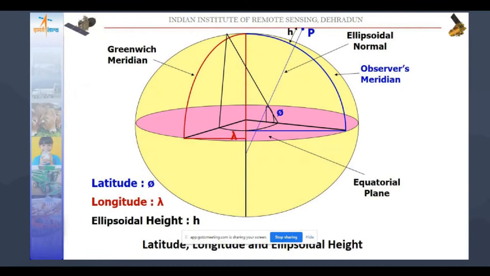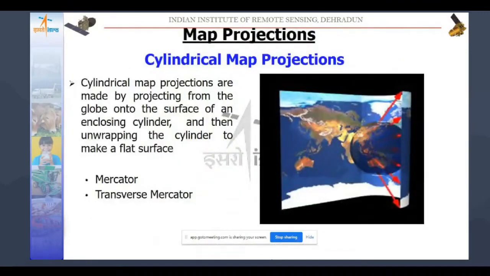So this is how we get the latitude, longitude, and the ellipsoidal height. This is all about three-dimensional things. You have the ellipsoid, which is three-dimensional, but in routine you don't need these three-dimensional things. You require only the maps that you generally use.